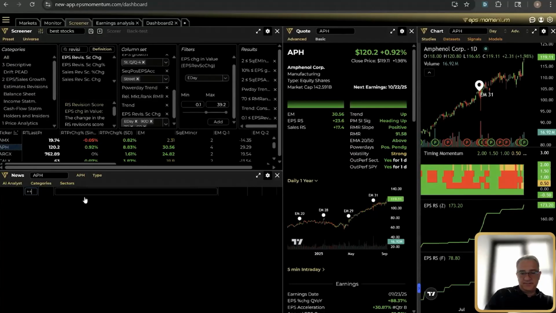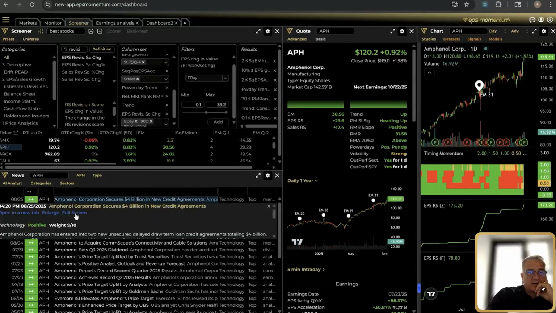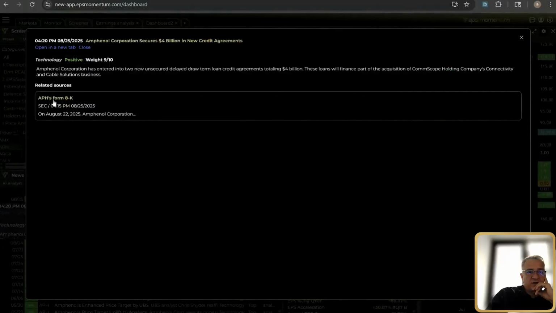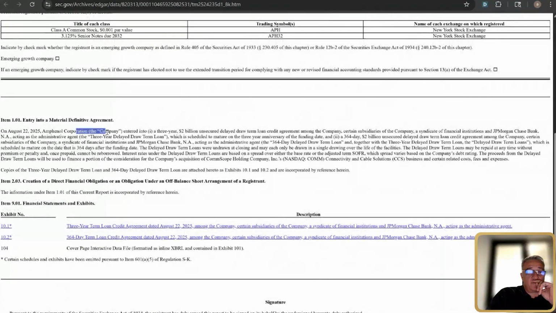And what we can see here is we can see 4 billion new credit agreement. They're acquiring a company as well, so we can click on that. I'll look at the news full screen. There's an 8-K, so we'll look at the 8-K, and there's an acquisition. There's a 2 billion unsecured, and I guess there's another 2 billion secured. So you can look at the news from there.